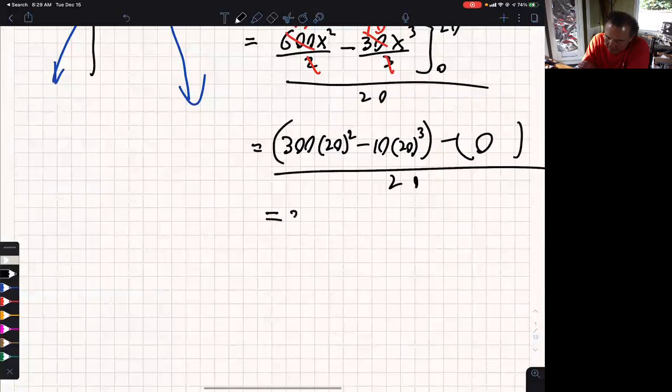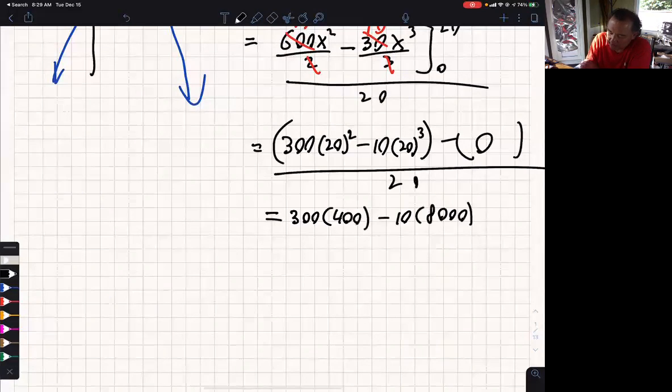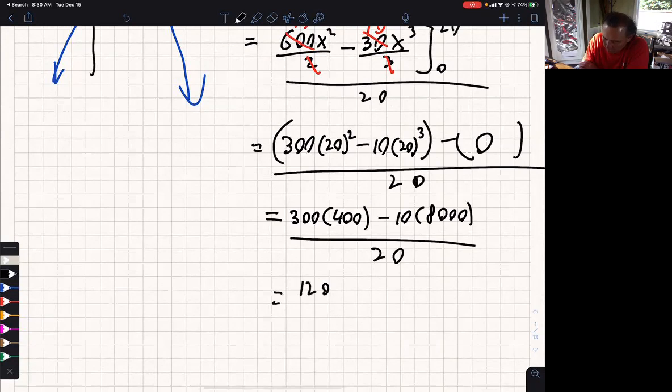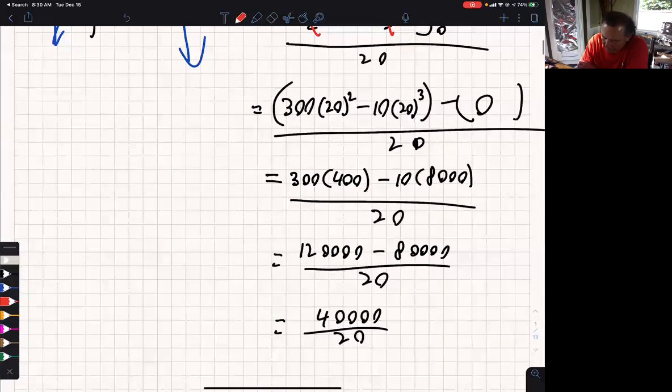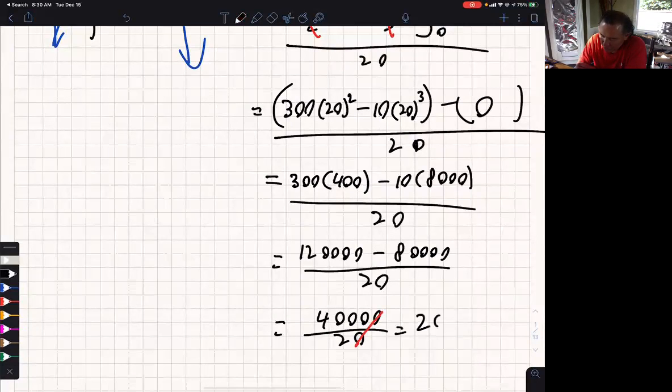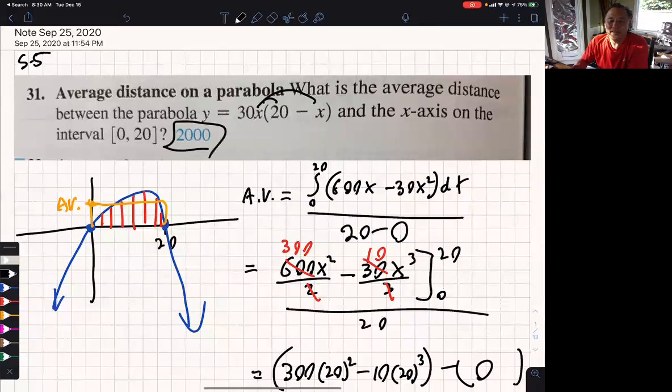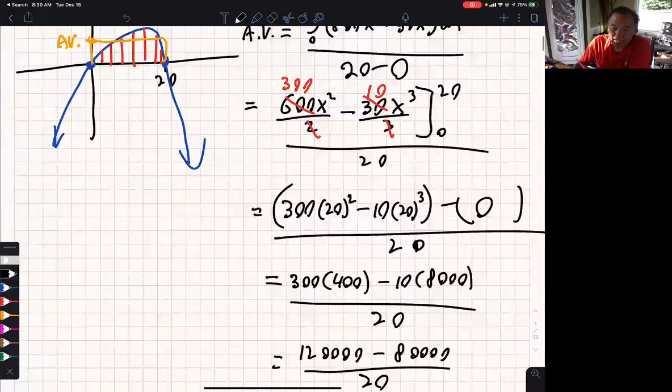You'd be done. But that's 300 times 400 minus 10 times 8,000, over 20. And it's going to be 12 with 4 zeros minus 8 with 4 zeros, which is 4 with 4 zeros. One of the zeros cancels, and I get 2,000. And that's what the book said the answer was. So that makes me happy.